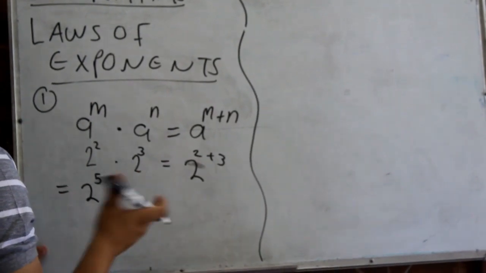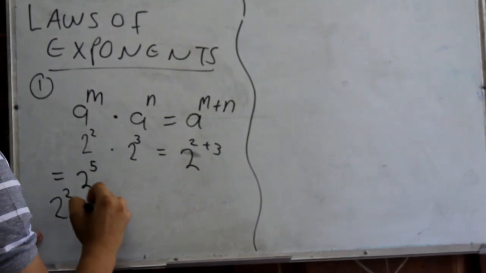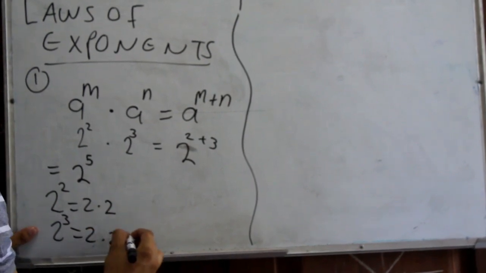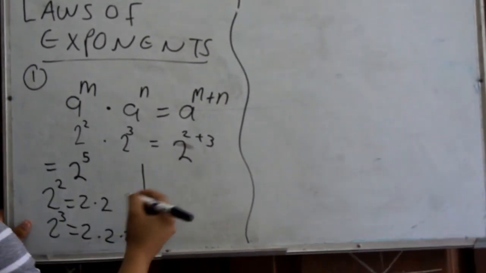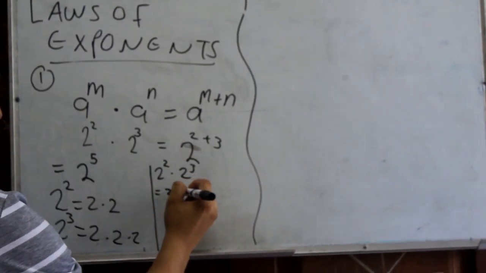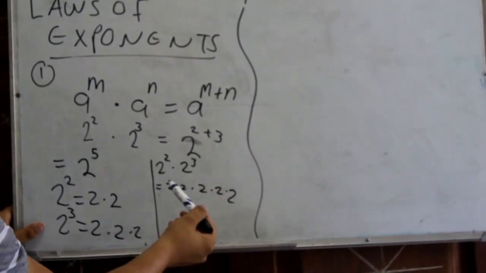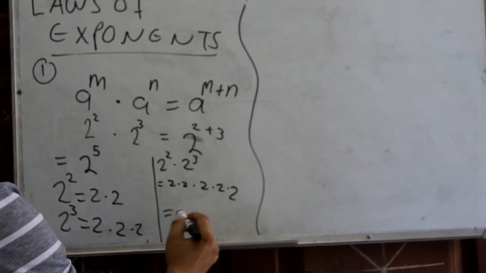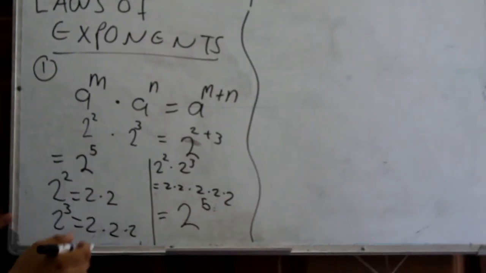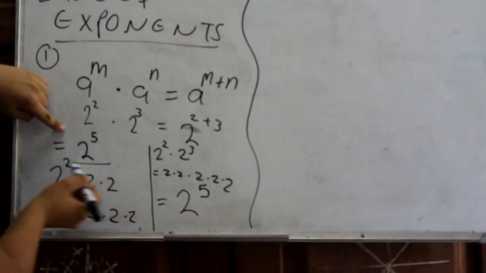And this one can be proved. Let me just prove it a little bit here. So let's say I have 2^2, it's the same as saying 2 times 2. If I have 2^3, it's the same as saying 2 times 2 times 2. Now if I have 2^2 times 2^3, it's the same as saying 2 times 2 times 2 times 2 times 2. If you count how many 2's we have, I have 1, 2, 3, 4, 5. So my answer is going to be 2^5. Now you see that it is the same answer.